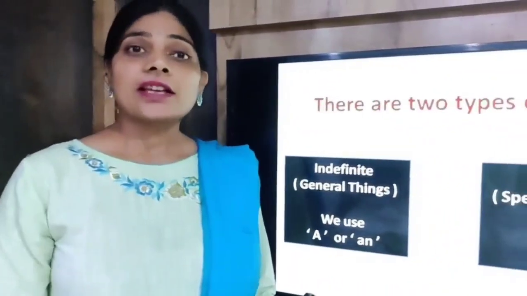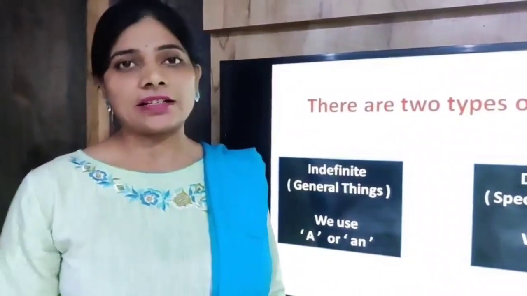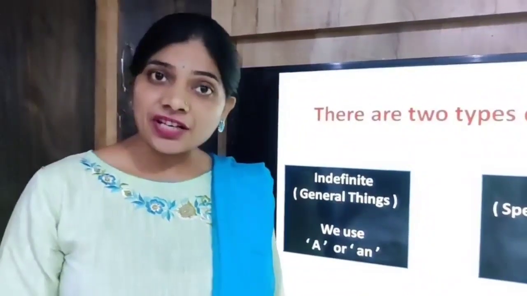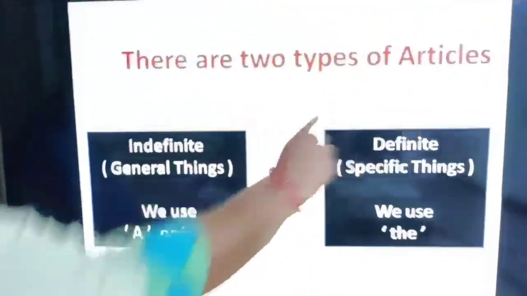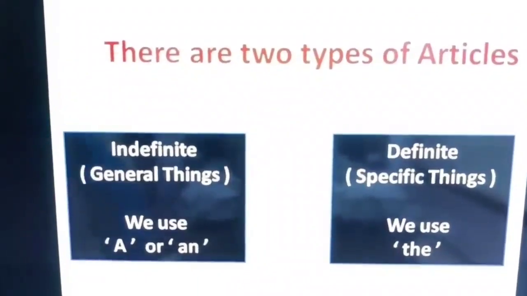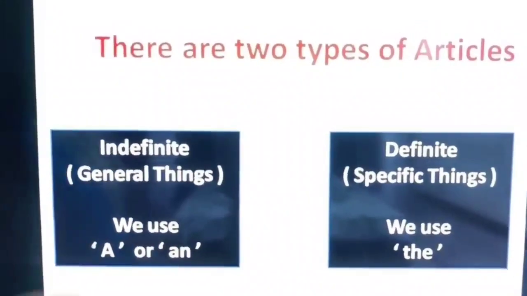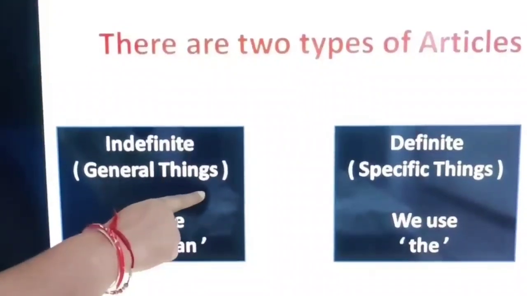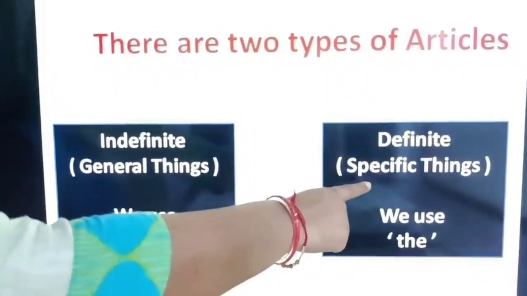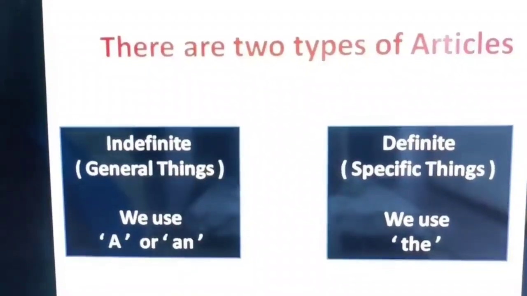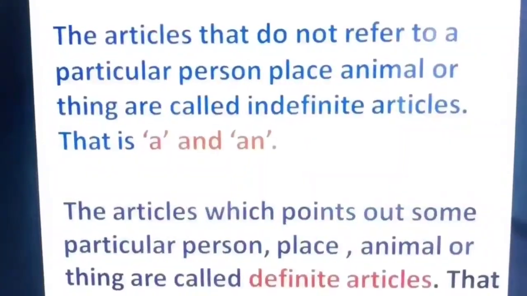So what are articles? Articles are the words that we use before nouns. Kids, we have two types of articles, that is indefinite articles and definite articles. Indefinite articles are a and an, which we use for general things. And second is definite articles, which we use for specific things, that is the. So let's learn about definite and indefinite articles.